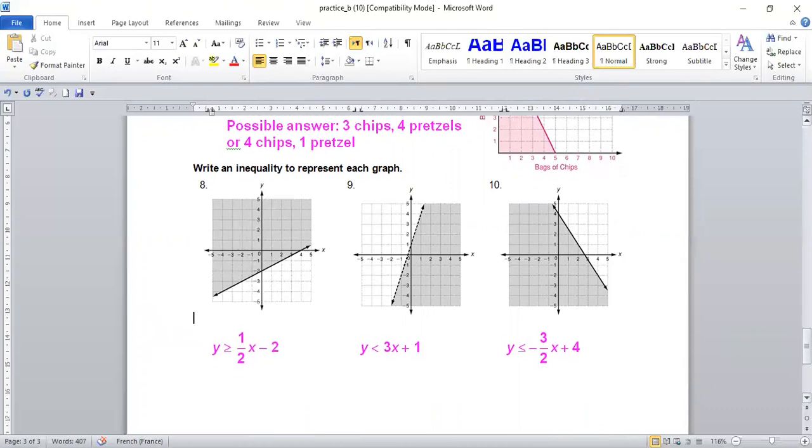Okay, so the next one here, start with y. Now see which side is shaded, the right, the upper, or the below one? The below one, so that's going to be less. Now check the line, that's a dotted line, which means it has to be less than, not equal to. Okay, now what's the y-intercept? Where is the line touching y? It's touching at 1.